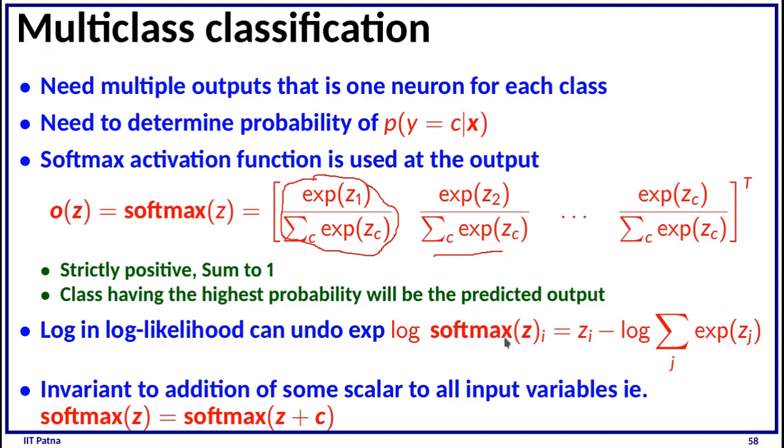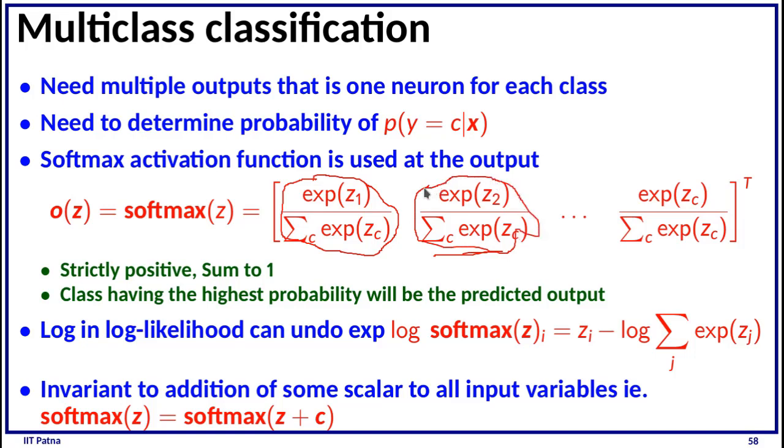And there are a few advantages of this. When we try to maximize the log likelihood, if we take the log of this expression, we get an expression something like this. If I have a correct prediction, that means if the class, let's say it falls into the second class, class 2, and I predict it correctly, then this value will have the highest probability.